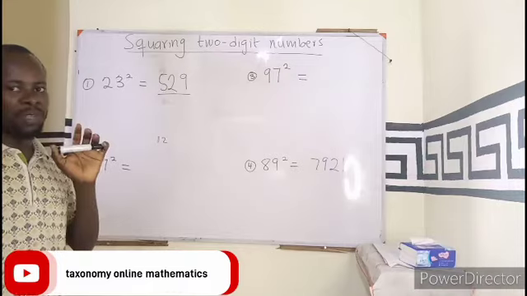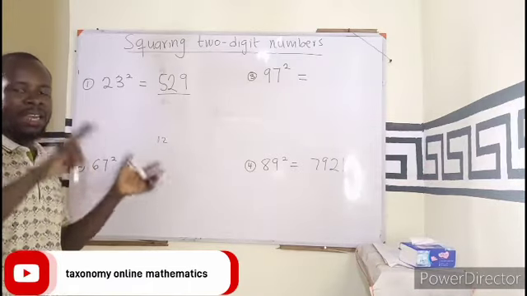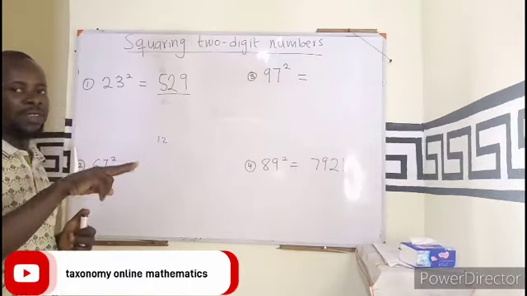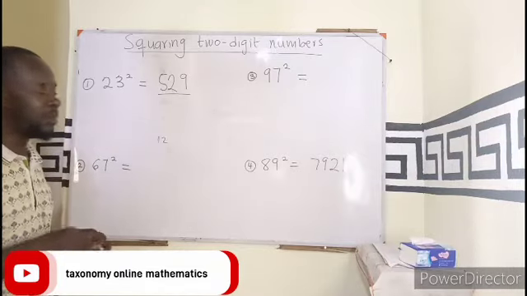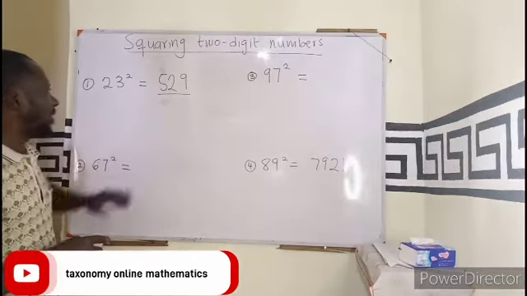That's the first aspect of it. Square the last number, find the double of the product, then find the square of the first number. Now the second method is also mental.